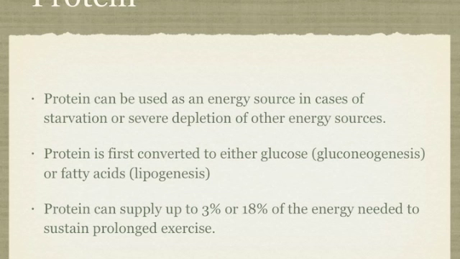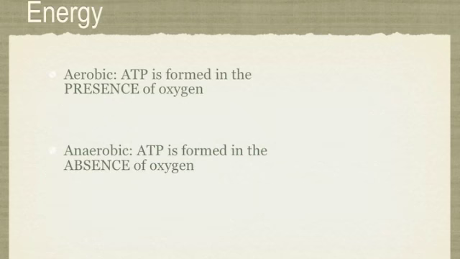So protein can be used for energy. It's usually in starvation states or an extended bout of higher intensity effort. That's when we see protein being used. It can range up to 3 to 18% of the energy needed to produce ATP. Some sources say 10% is the max, but it's not at all a primary source.